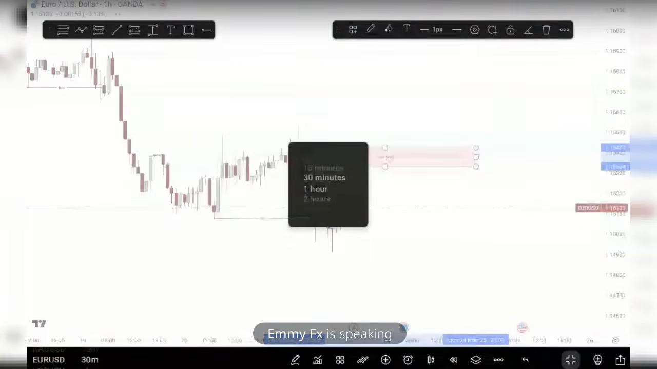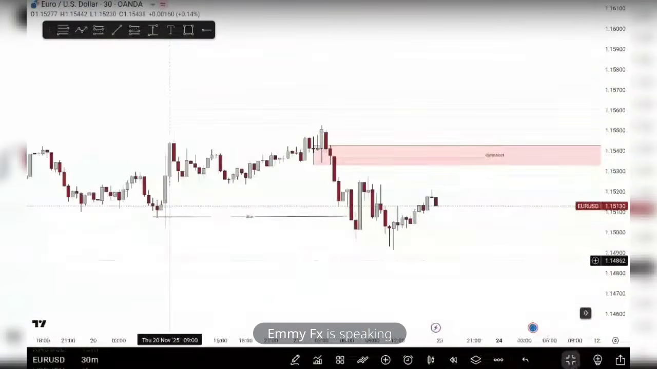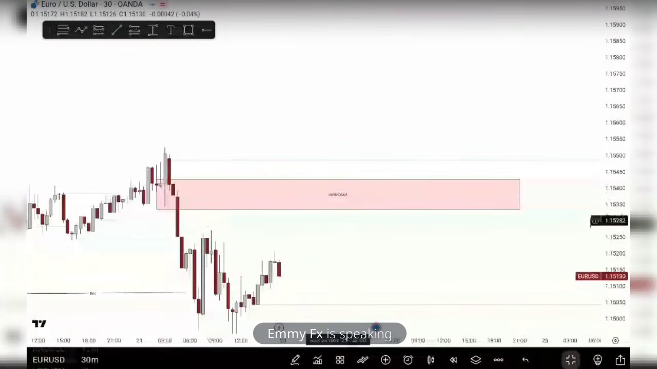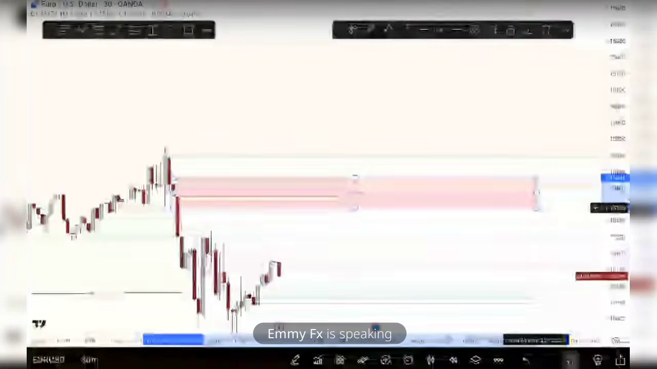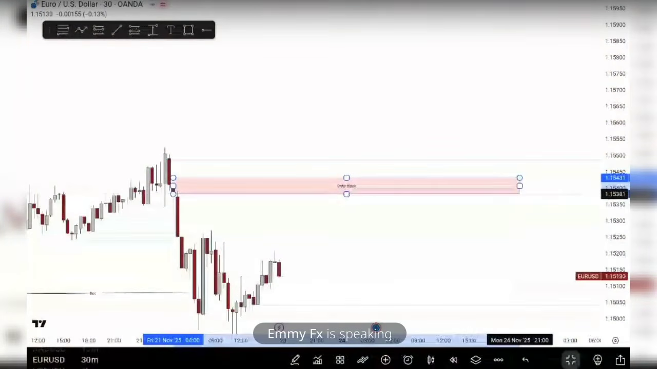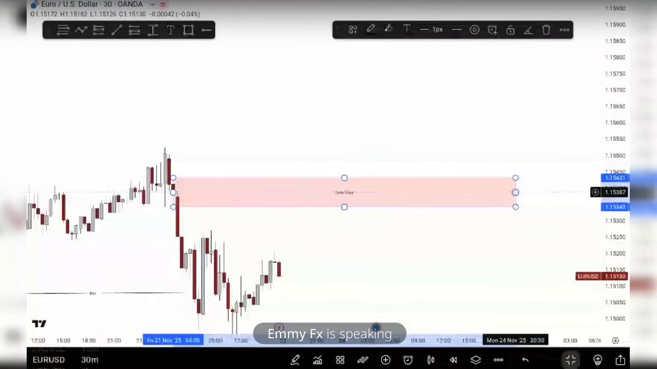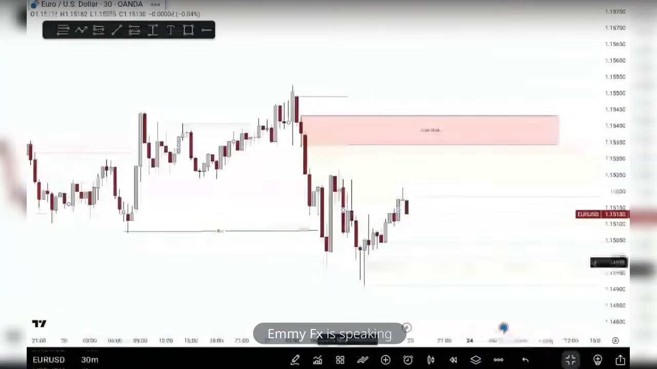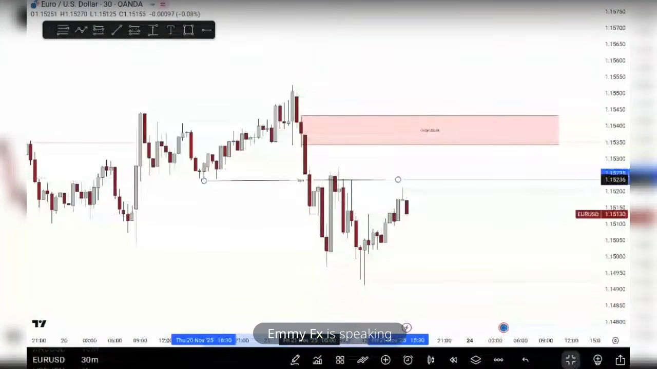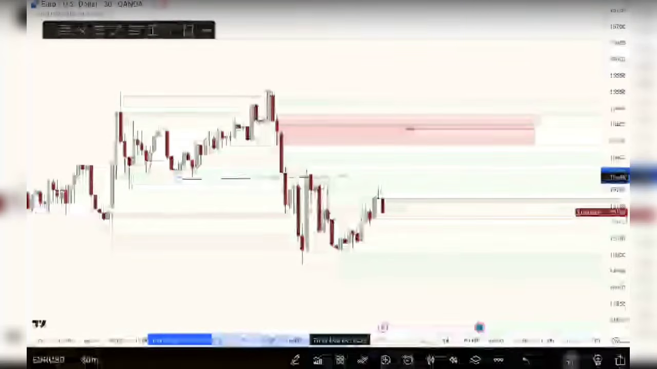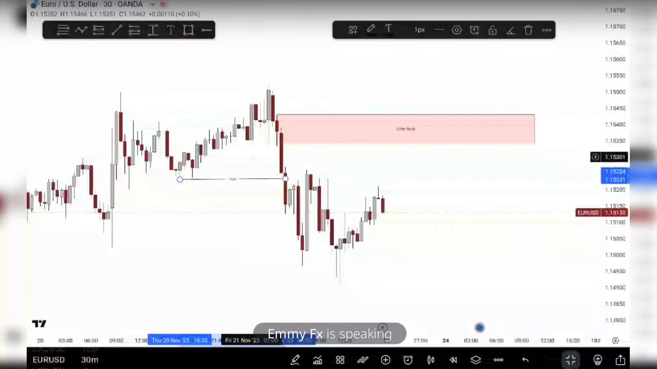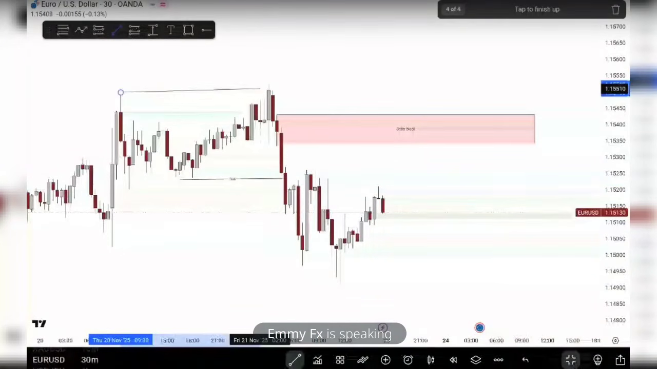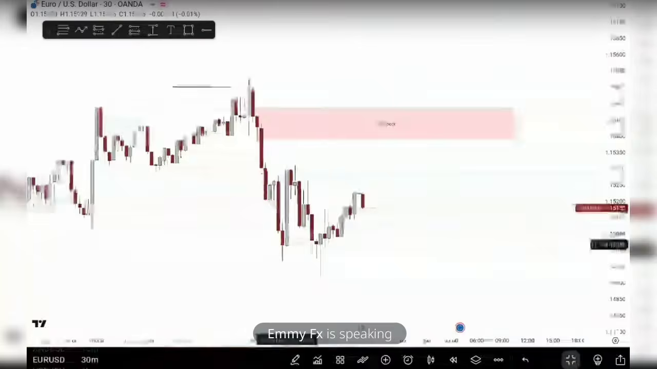Now, I want us to go to our 30-minute time frame. All right, in our 30-minute time frame, this is the other block. Let me use this break of structure. You see how price takes out liquidity from this zone and reverses to the downside.